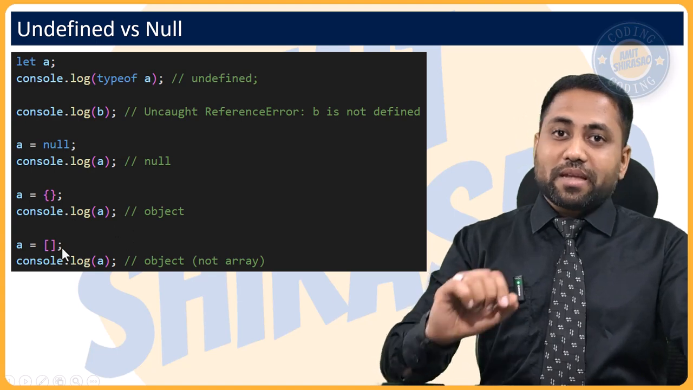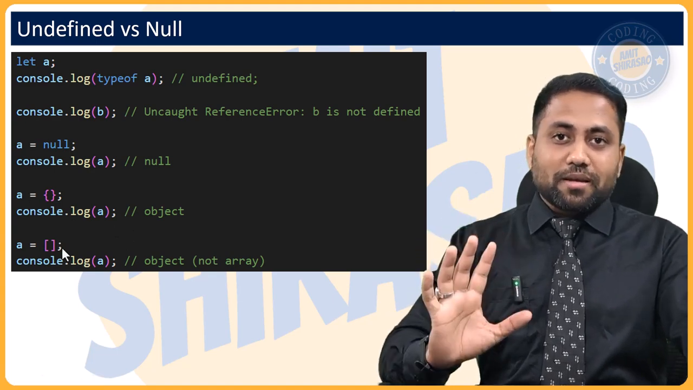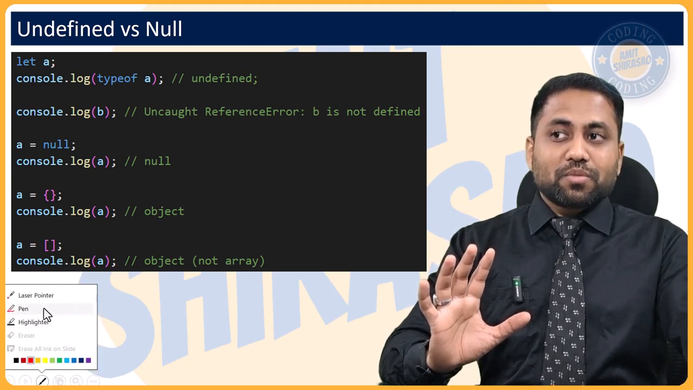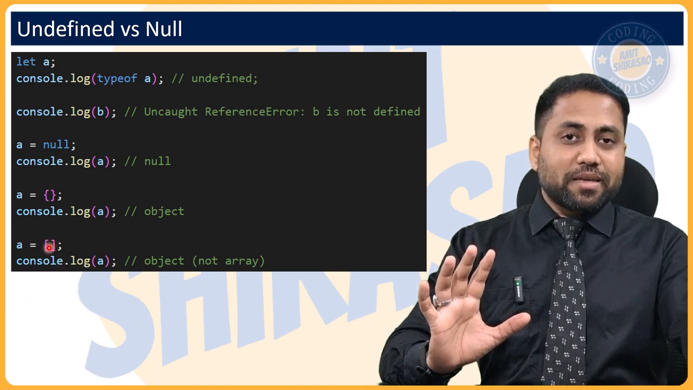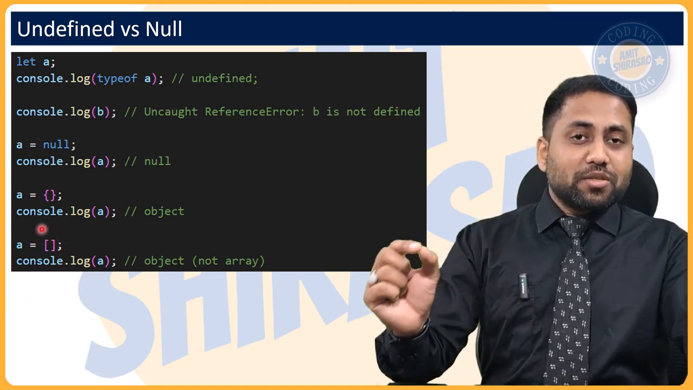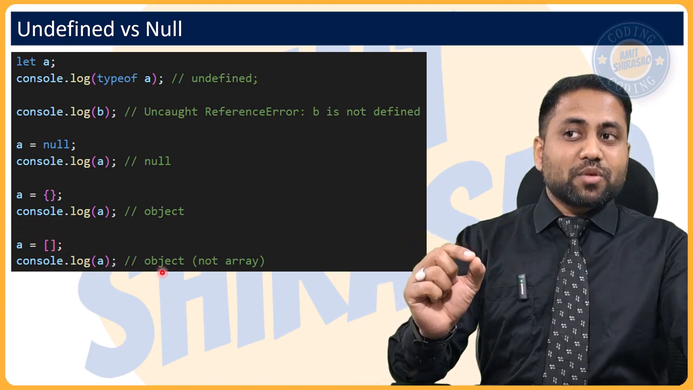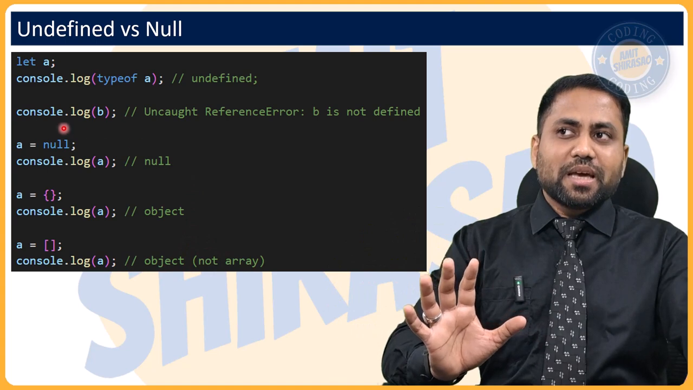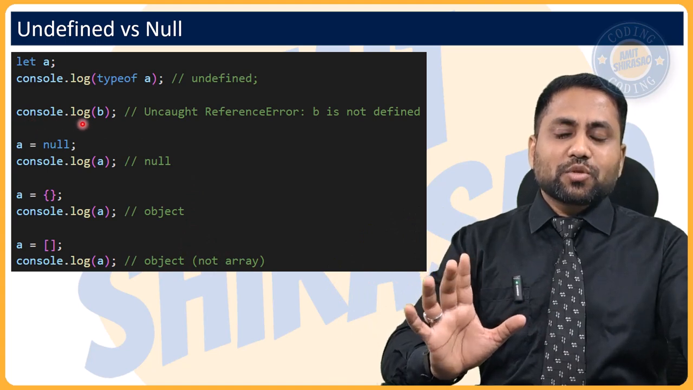Here also, an empty array is not null, this is an empty array. If you assign it to a, then its data type is also an object, because arrays are objects in JavaScript. Got the idea?